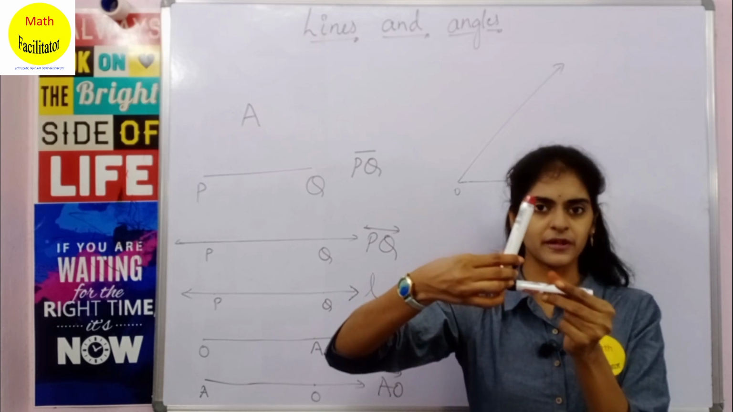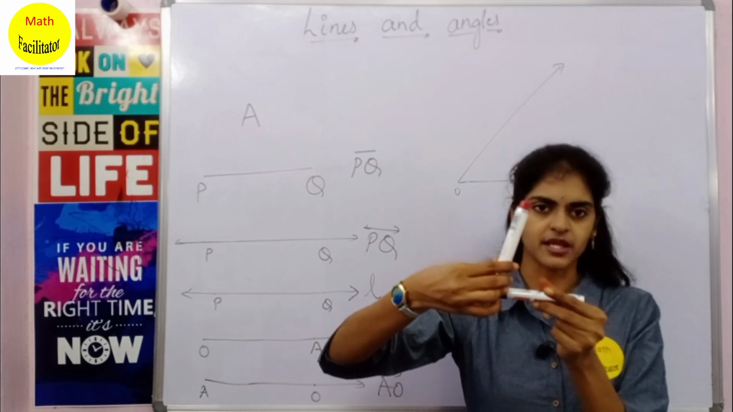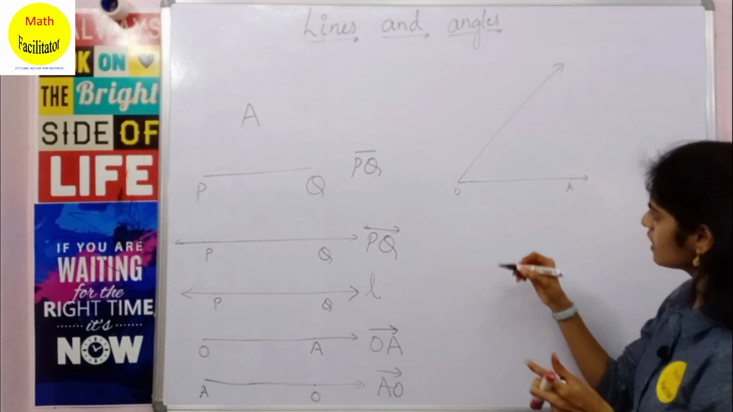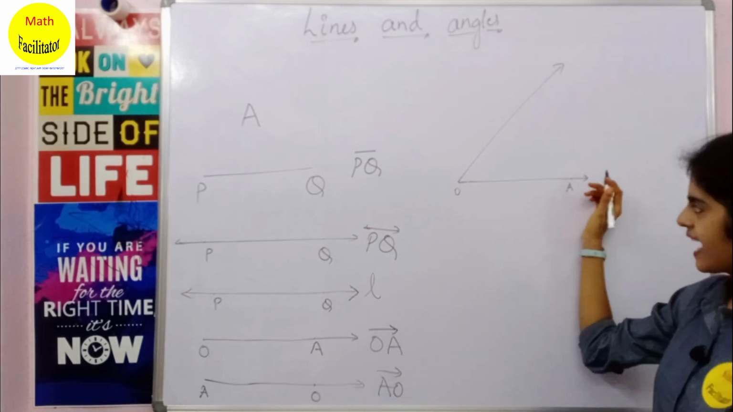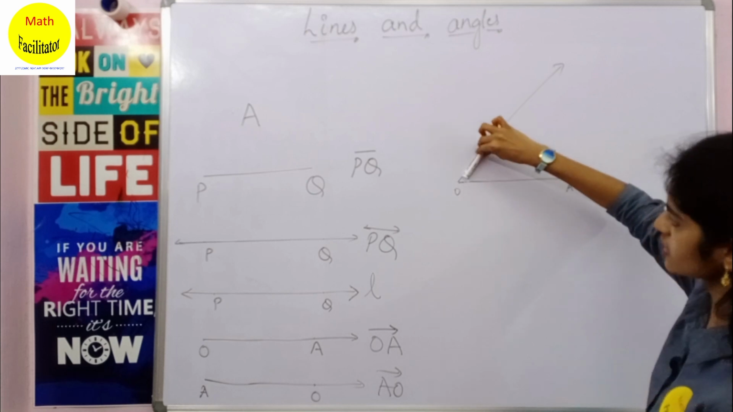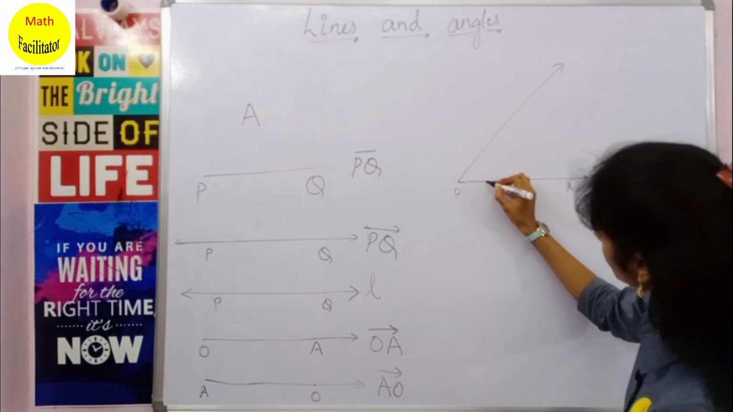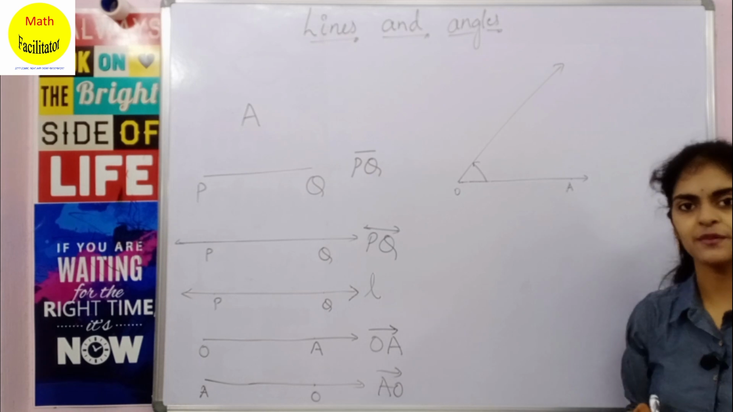Now what is formed in between these two markers? It is nothing but an angle. Similarly here also, this is the initial position of the ray and I am just moving it. So this is the final position. So what is formed here? It is nothing but an angle.